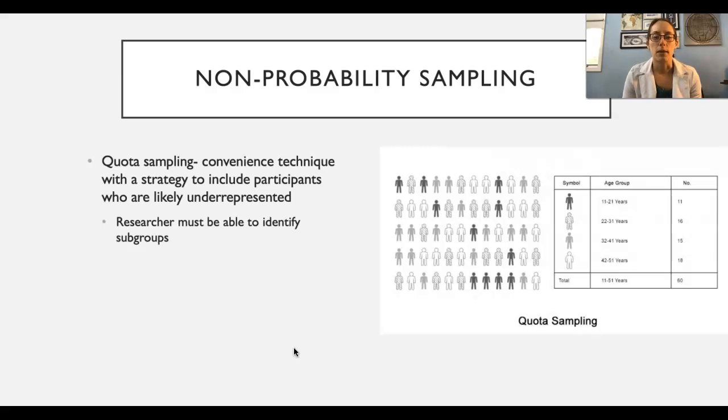We can also use quota sampling, which is a convenience technique which includes a strategy to get people who are less likely to be represented into the study. So they're using age here as a quota. So if we know that there's really not as many 11 to 21-year-olds in the age group, we're going to make sure that we provide a large enough sample that they are represented. So it's random, but it's not truly random because we're picking and choosing to make sure that we get the right variety of people in our sample.